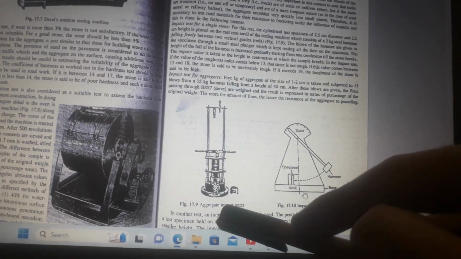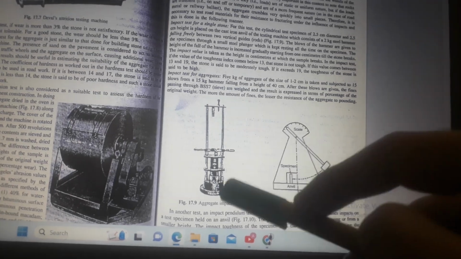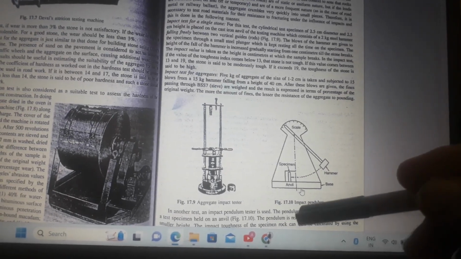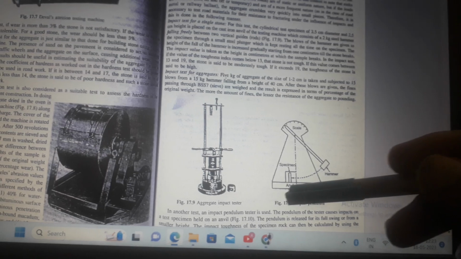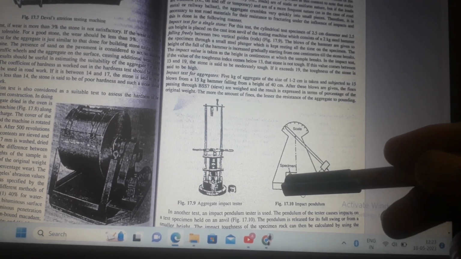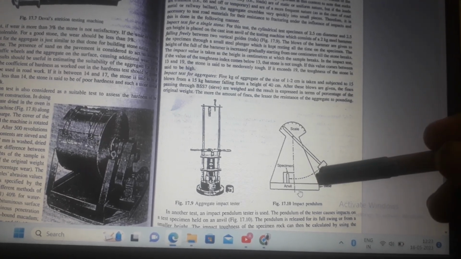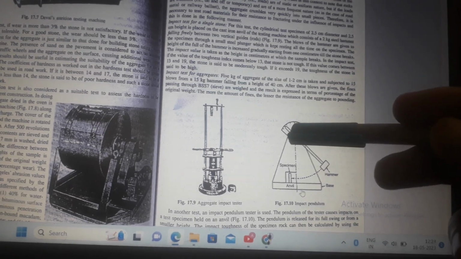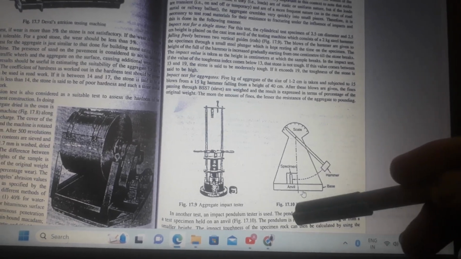This is the impact tester, the aggregate impact tester. This is the impact pendulum. This is the anvil. This is the specimen. This is the hammer. This is the scale. This is the impact pendulum.